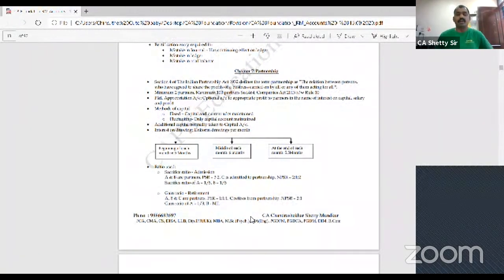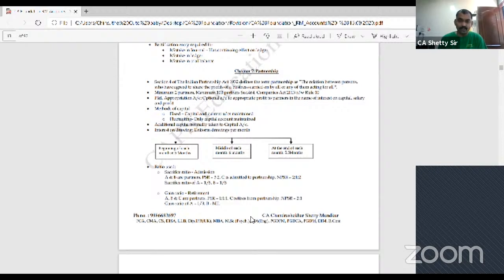Let us start. Now, when it comes to partnership, there are two discussions at the foundation level. One is the learning of partnership law, Indian Partnership Act of 1932 and LLP Act of 2008, which will be learned under mercantile law, the second subject. The accounting for the same will be discussed under this chapter, this subject called financial accounting. Now, let me just touch upon the definition of partnership. Section 4 of the Indian Partnership Act 1932 defines the term partnership as the relation between persons who have agreed to share the profits of a business carried on by all, or any of them acting for all.